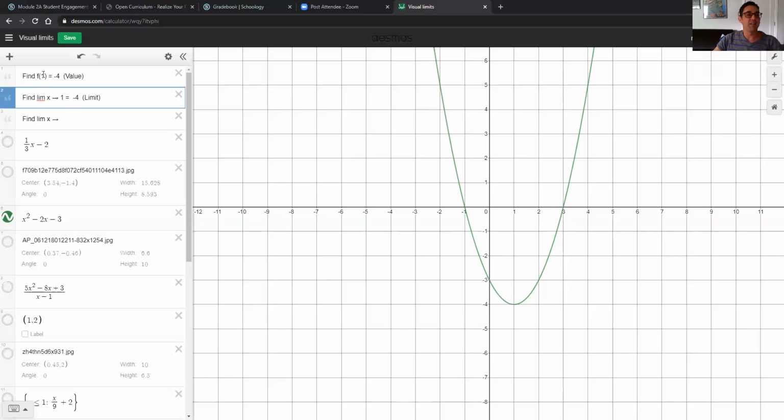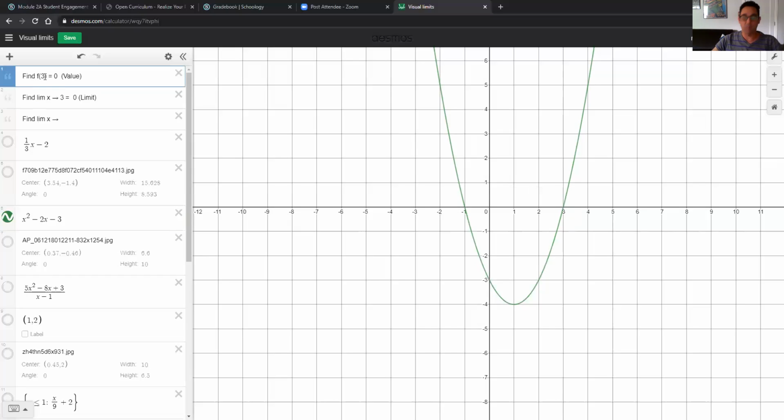So you could also imagine, I'll give you a moment, if you try to find f of 3, what is the value of f of 3 on this graph? And what is the limit as x approaches 3 on this graph? Hit pause, and then I'll tell you the answer in just a moment. Okay, the answer for f of 3 is 0. The y value is 0. And as x approaches 3, the limit is 0. And sure enough, when x is 3, y is 0.